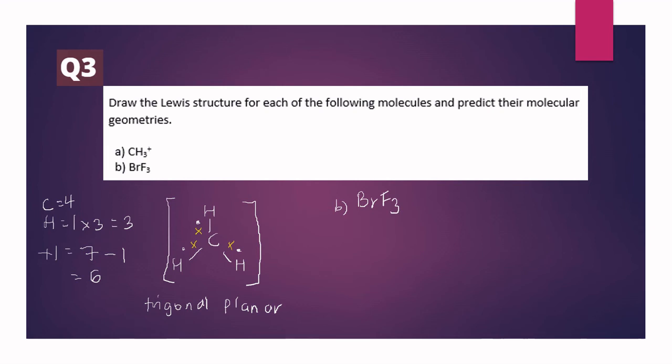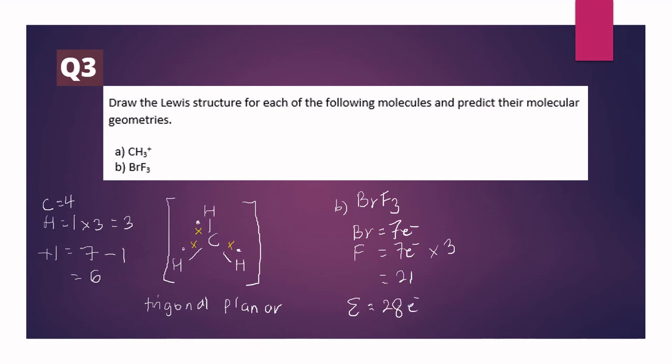Then we have the second molecule, which is BrF3. So we need to calculate the total number of electrons for all the atoms. Br has 7 electrons, and fluorine has 7 electrons. And since we have 3 fluorines, it is times 3, 21. So the total number is 28 electrons.